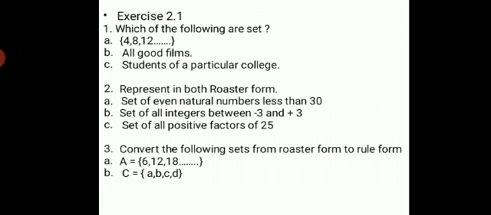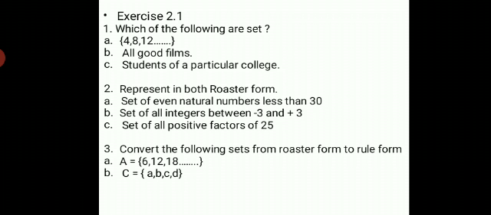Then C, students of a particular college. Here they have used the word particular, meaning of your class only, you can take. A particular college, it means we can count the numbers. So it is well defined. Hence the third one, students of a particular college, is a set.